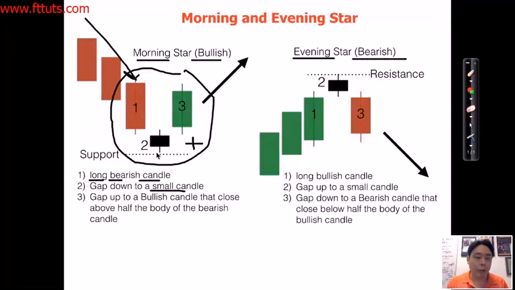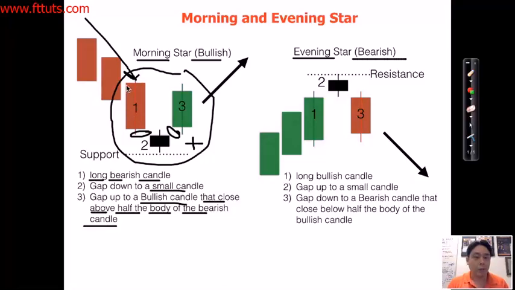Now, following the doji candle, you want to then see a bullish candle, a strong bullish candle. It's got to have a small gap. You want to see a small gap between the price. You have that small candle and then another small gap, and boom, you've got that bullish candle. And the bullish candle should close above half the body of the bearish candle.